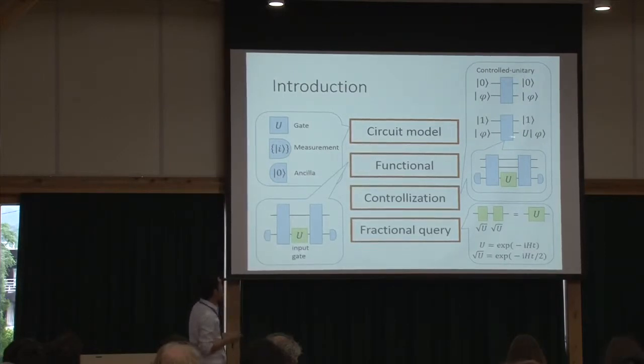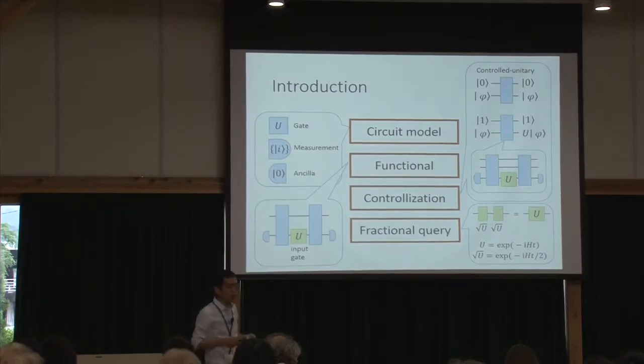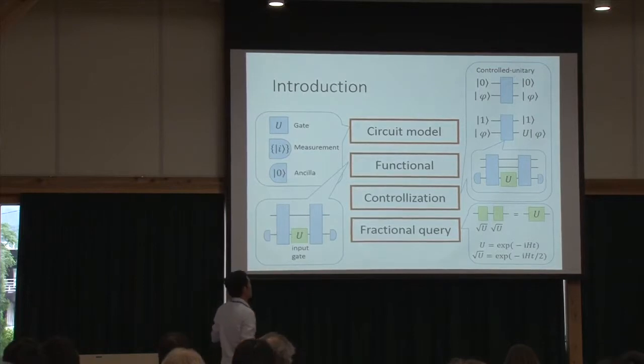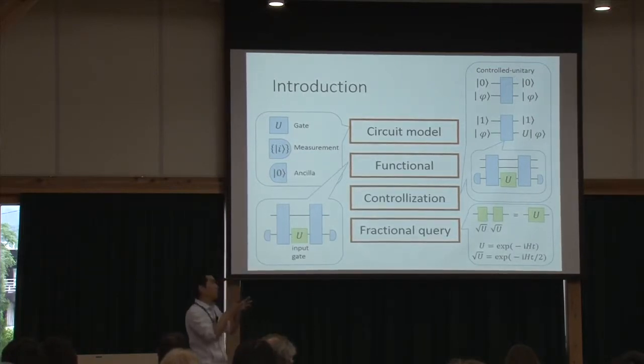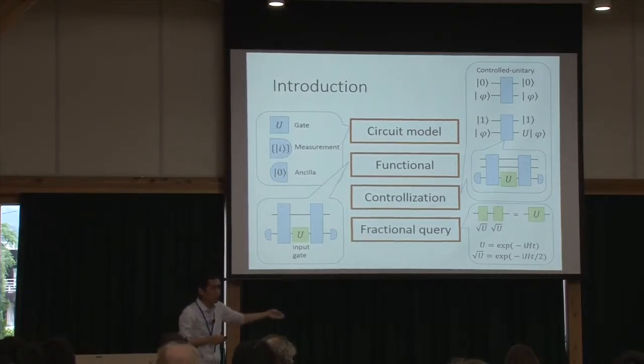And again, controllization refers to the functional that gives you the controlled unitary. So I want this blue part in the middle to be given by this functional implementation. Finally, fraction query. A fraction query of a unitary is a unitary such that if you apply it sequentially many times, it gives you back the original unitary.